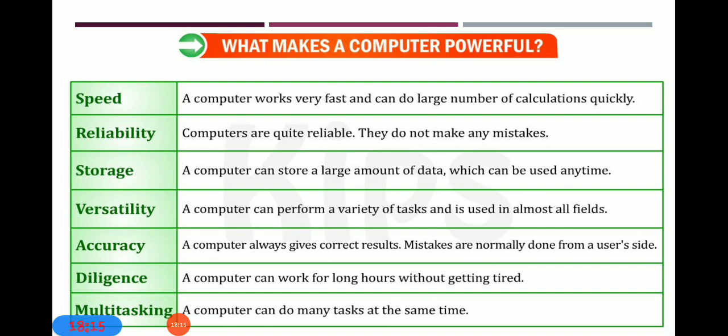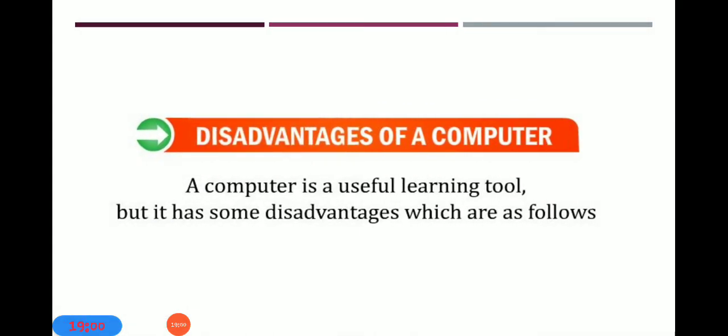Accuracy. A computer always gives a correct result. Mistakes are normally done from a user side. Means what? If we make a mistake in the computer, the computer will give a mistake, but if you have input anything correct and without mistakes, then the computer will never make a mistake in it. It gives you always correct answer. Diligence. A computer can work for long hours without getting tired. Human beings can be tired but computer not. Multitasking. A computer can do many tasks at the same time. Not only one task, it can perform many tasks at the same time. This makes a computer powerful.